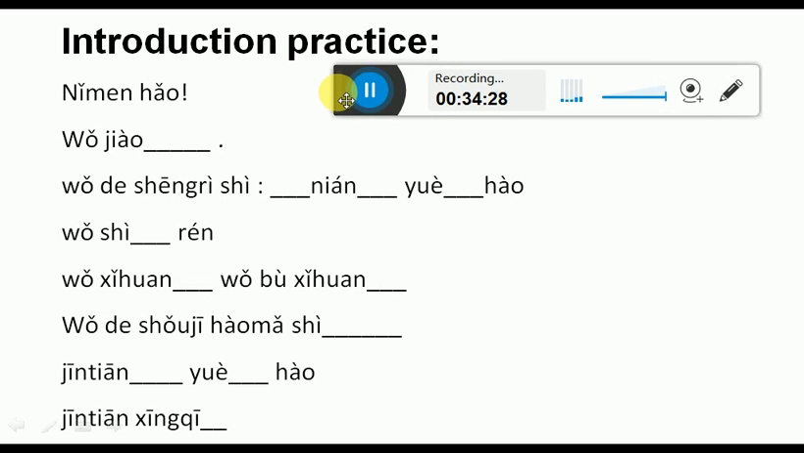Let's practice. 你们好，我叫王若愚，我的生日是1995年1月1号，我是单身。我是巴基斯坦人，我喜欢我的妈妈，我喜欢我的家人，我不喜欢喝牛奶。我的手机号码是 yao, e yao, chi, r. Jin tian, yi yue, yi hao. Jin tian, xing qi yi.